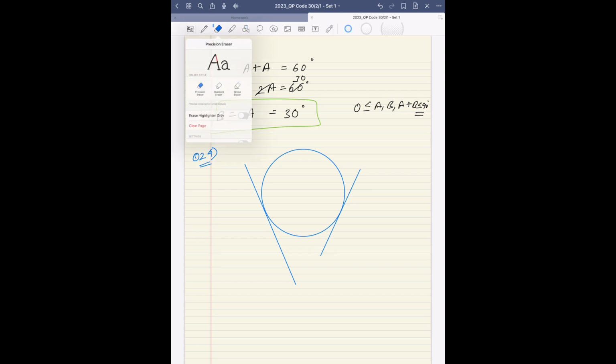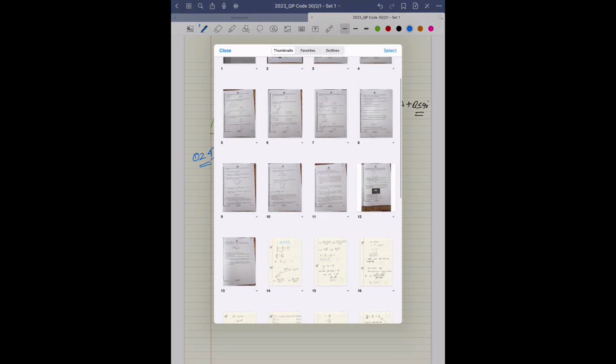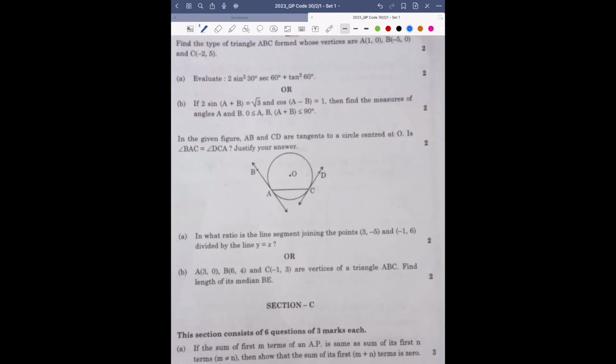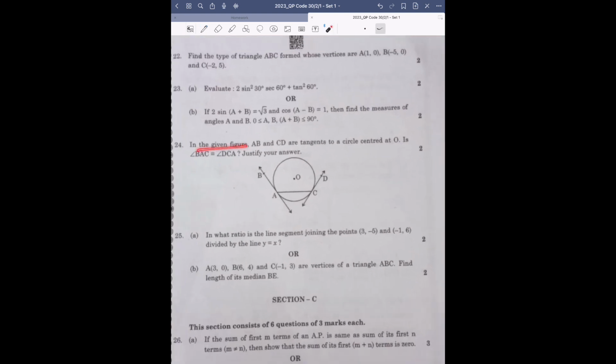Okay, this is our question. I'll show you the question in a while, then I'll connect these straight lines. So this is the question, right? In the given figure, AB and CD are tangents to a circle centered at O. Centered at O means this circle's center is at O. Is BAC, they're talking about this angle, equal to DCA, this angle.